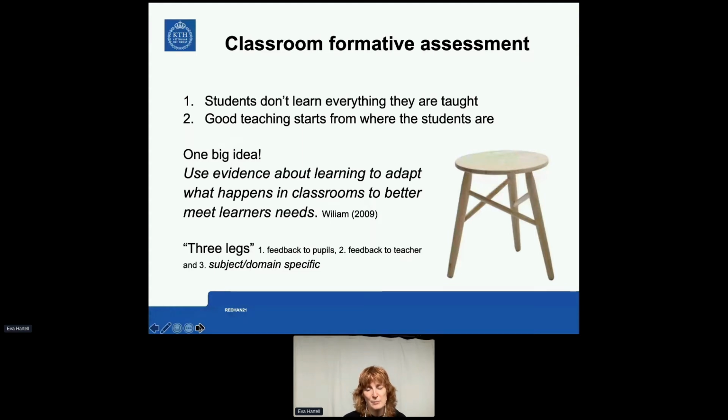Comparative judgment has been applied in various settings and different subjects and different contexts. But my examples would primarily be from STEM education.